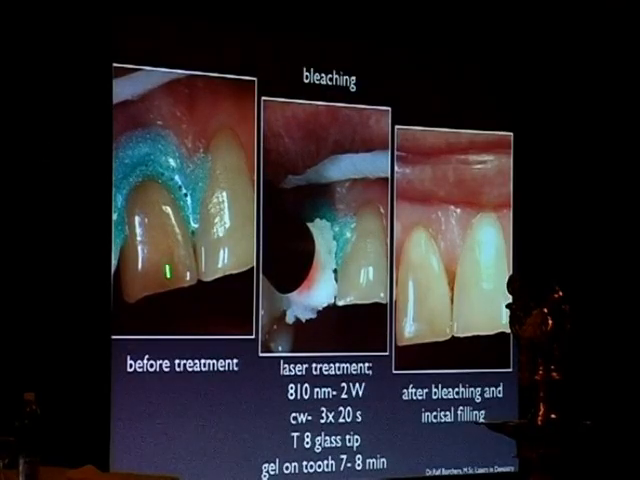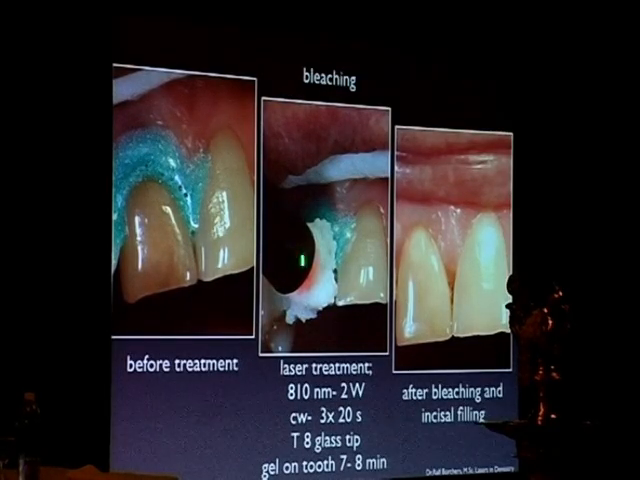This tooth was root canal treated and much, much darker than the other one. It was treated with a special bleaching gel, and remember what I said before, the bleaching gel has to be colored because otherwise the diode will not be attracted. When you look at this, the bleaching gel is white. So normally the dyed laser light will transmit through the bleaching gel without any effect. But in this case, there are titanium dioxide particles in the bleaching gel that attract the dyed laser light.